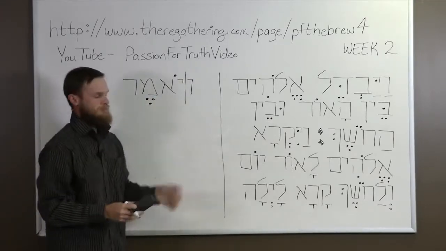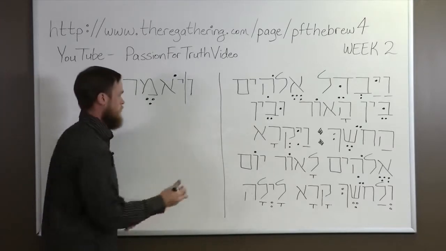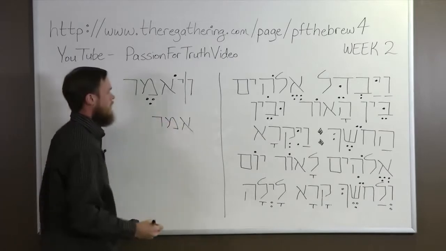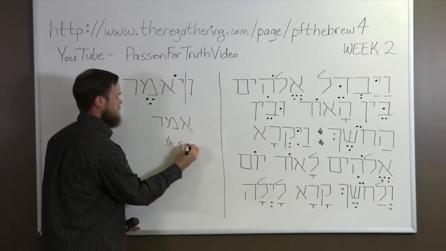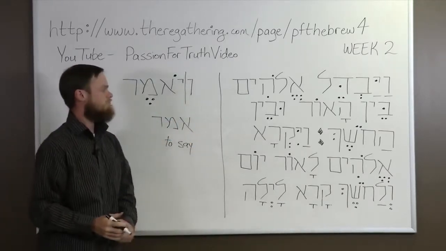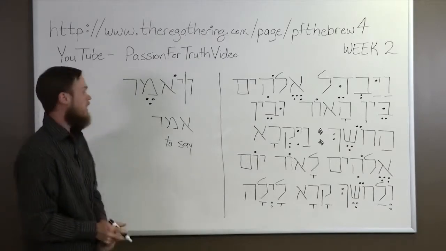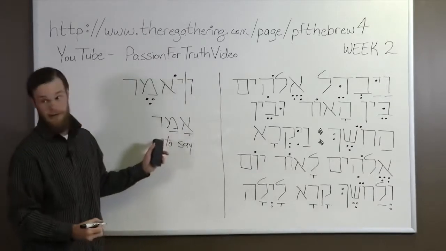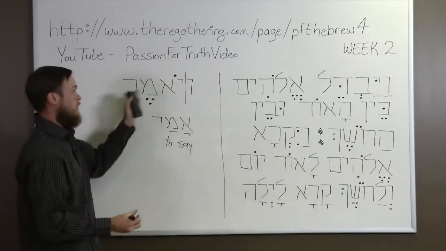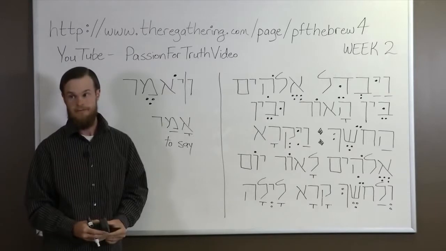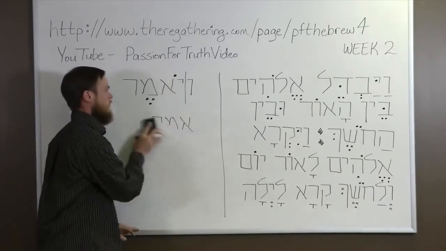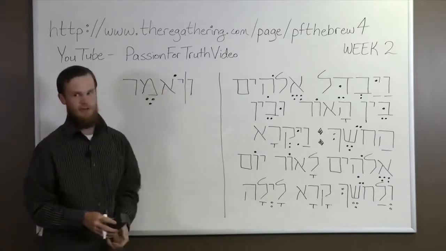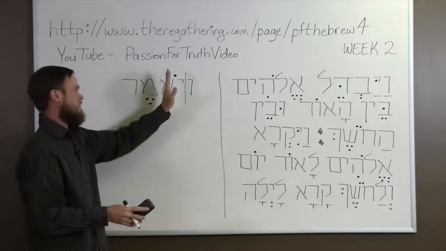Yomer. What does this mean? Well, if you go back to the root, Aleph Mem Resh means to say. Okay? Aleph Mem Resh means to say. So Amar would mean he said, and Yomer means he will say. So Yomer would just be, or it wouldn't actually be Yomer, it becomes Yomer because of the addition of the vav. The vowels would be different if it was just this.